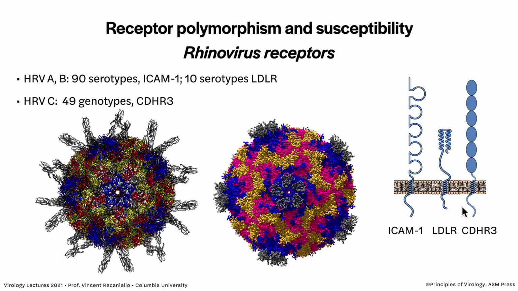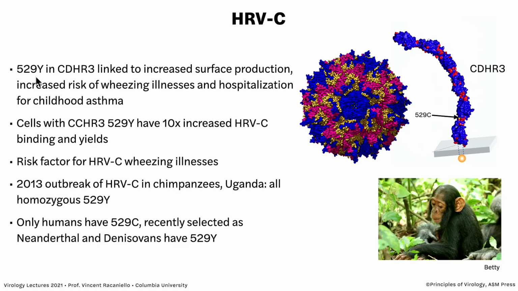So CDHR3 is polymorphic, and that is some people have amino acid differences in the protein. A particular change at position 529 to a tyrosine is actually linked to increased surface production of the receptor. And in kids with this change, it gives them an increased risk of asthma, probably triggered by rhinovirus infection because they're more susceptible as a consequence of this polymorphism. And cells which have this change have tenfold more receptor on the surface. They have more binding of virus and more yields. So in other words, humans can have either C or Y at this position. And if you have Y, you're predisposed to more severe infections.